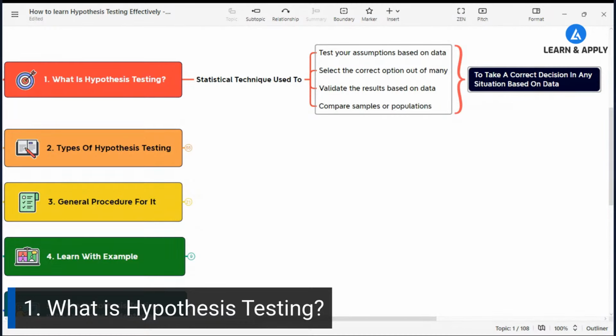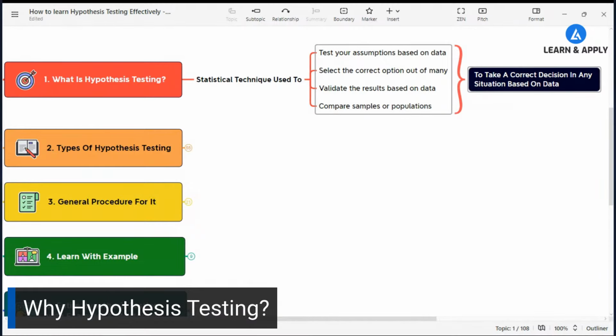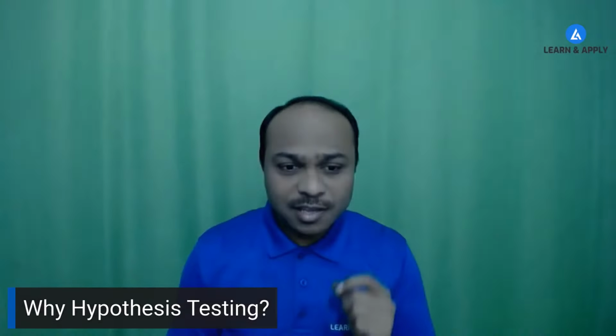Yes, so this is hypothesis testing. Okay, let's understand what is important here. It is a statistical technique used to take a correct decision in any situation, right? Now, let's go into the detail of it and understand why we need to use hypothesis testing. So I'm going to share a small presentation with you. With the help of that, you will get an idea about why it is important.